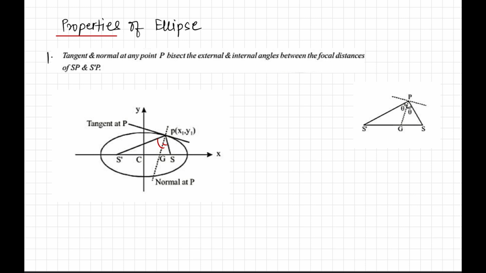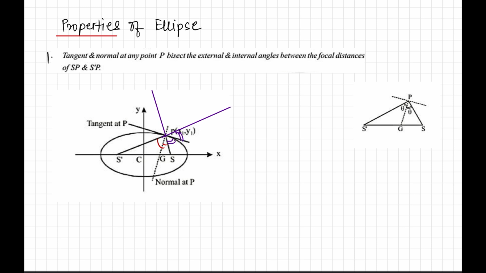Further, if suppose we extend this line which is the focal distance here, and this one also, if we extend it backwards, then the tangent bisects this particular angle also. So basically here also we can represent that this angle and this angle are equal. So that is what this property has to say.